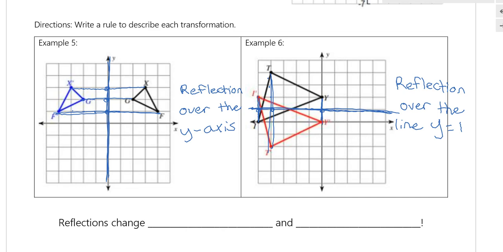Reflections change position, just like translations, yes, position, and orientation. It flipped. It's facing a different direction. Okay. All right, the last, turn the page.